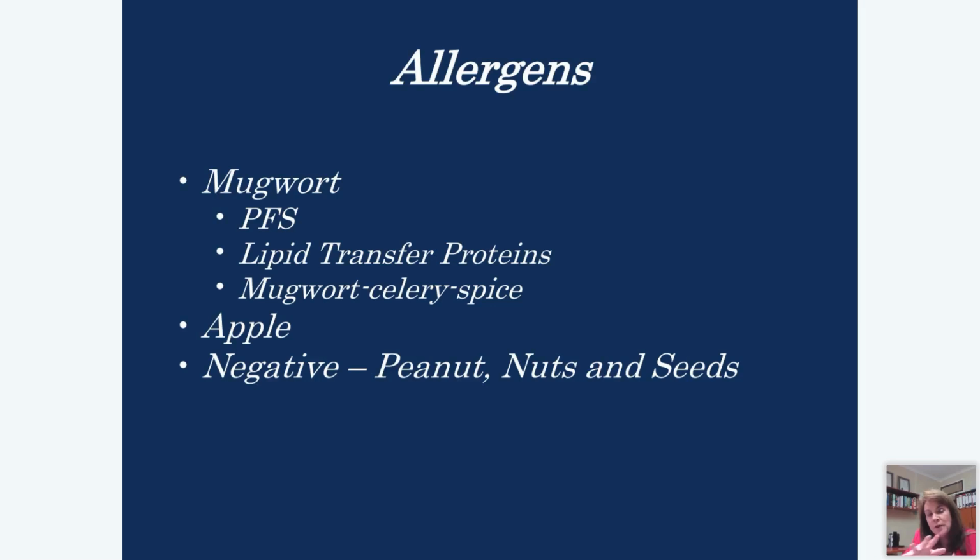So pollen food syndrome has been implicated there as well. The lipid transfer proteins are one of the components that you make an IgE antibody toward, and some of these components are a little bit, let's call them promiscuous. They're all around in nature. It's not only the mugwort or only the apple, they share an allergen. And we also know about the mugwort-celery-spice syndrome. Everything that was used to dress up the gala function's meals. She was positive to apple also, negative to the peanut, nuts, and seeds.